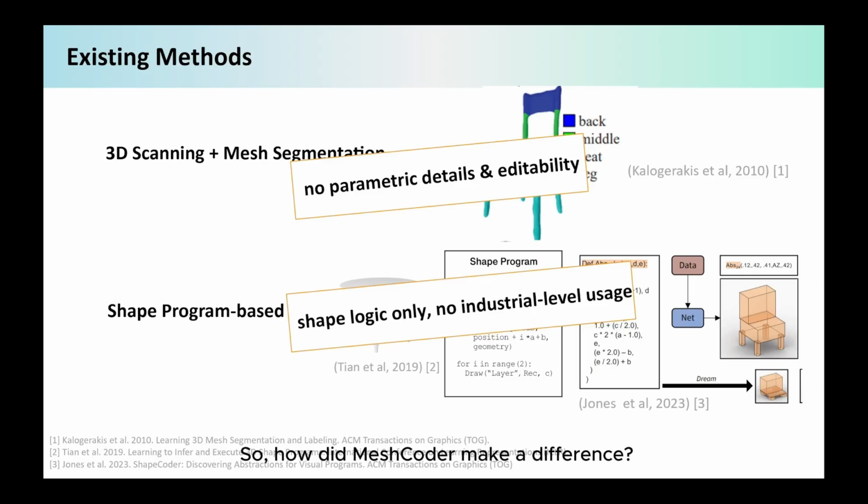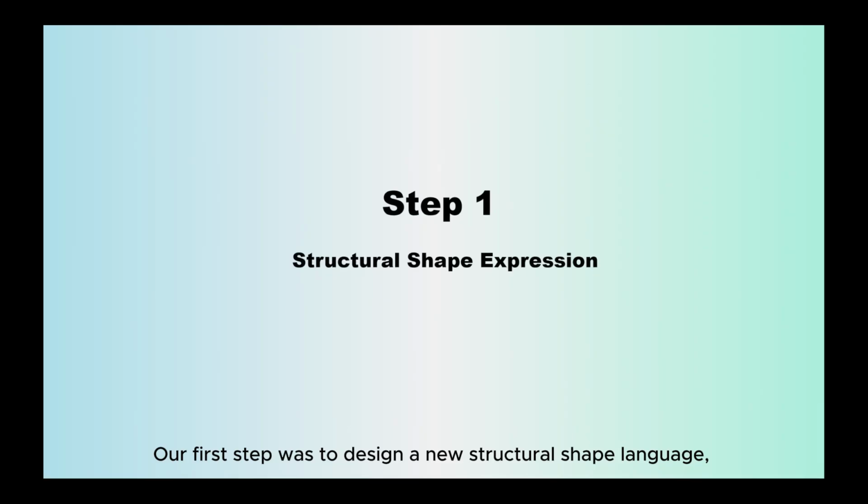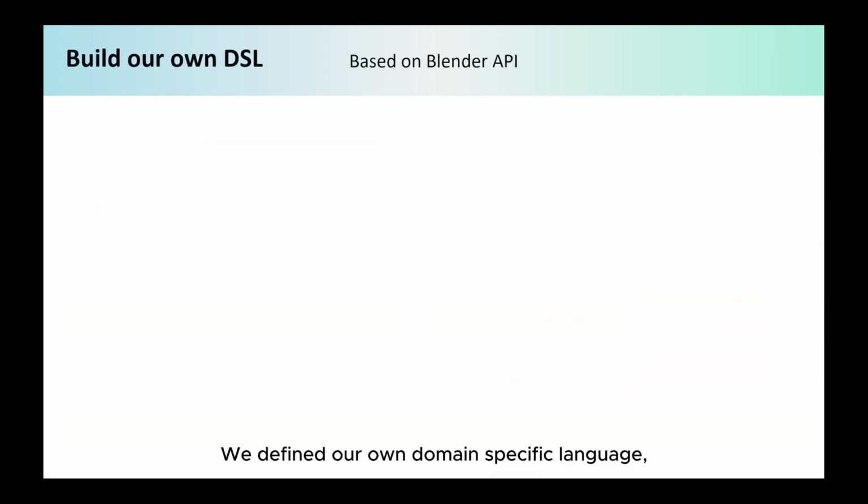So, how did MeshCoder make a difference? Our first step was to design a new structural shape language built directly on Blender's industrial-level Python API. We define our own domain-specific language, also called DSL, on top of Blender's API.